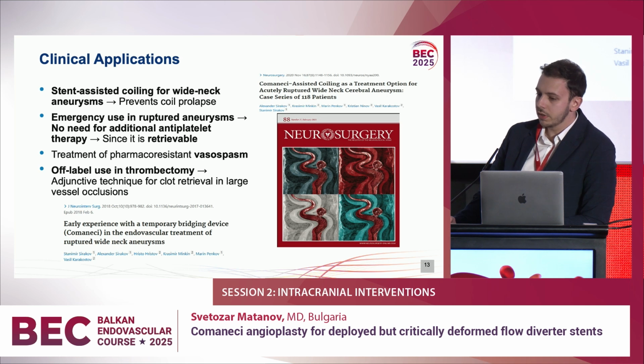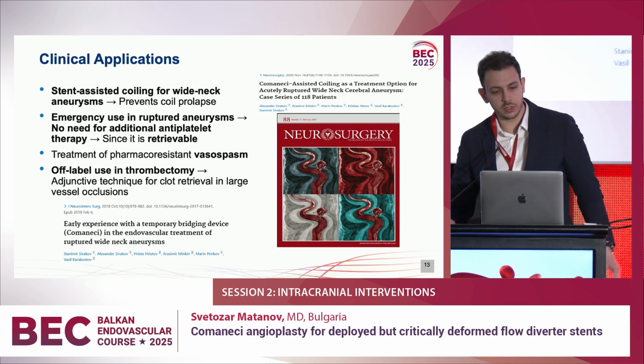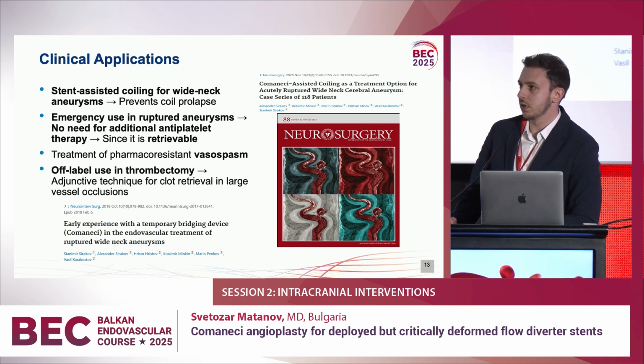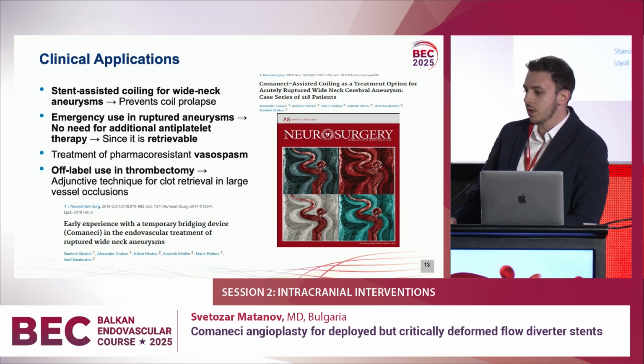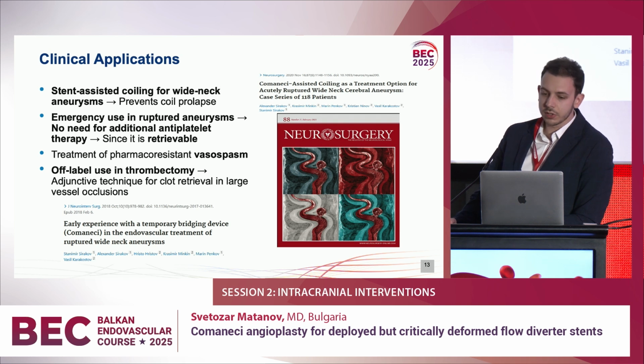So the main clinical applications of the device include, first, that the device was actually manufactured as an alternative for balloon-assisted coiling. Its main idea is to prevent coil collapse, which we demonstrated in one of the first larger case series, especially in ruptured cases, which my team managed to publish in leading journals. The device also can be used for treating pharmacoresistant vasospasm, and it also has off-label use in thrombectomy.